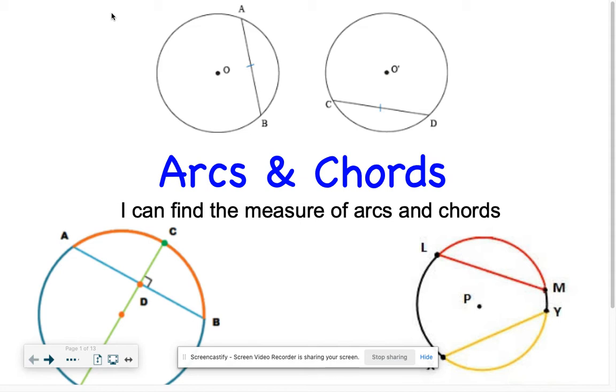Our new lesson is on arcs and chords. So we are going to learn some things about arcs and chords to help us find the measure of them. Okay, without further ado, let's get rocking.